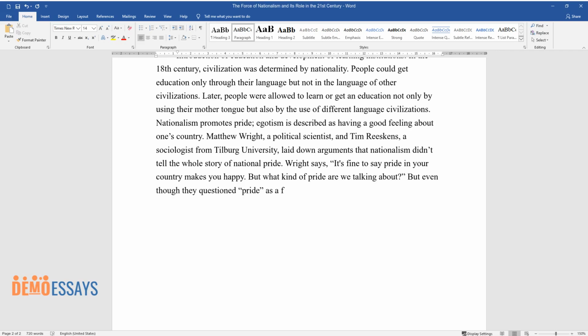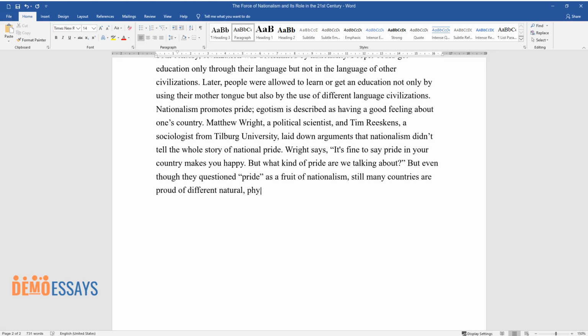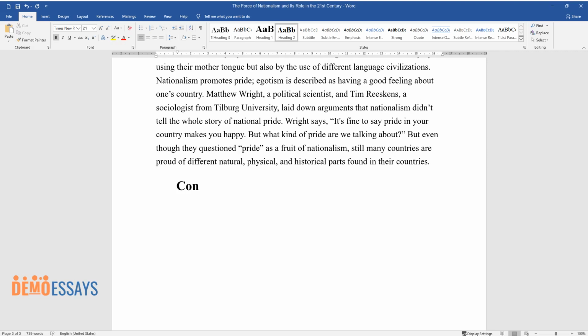But even though they question pride as a fruit of nationalism, still many countries are proud of different natural, physical, and historical parts found in their countries.